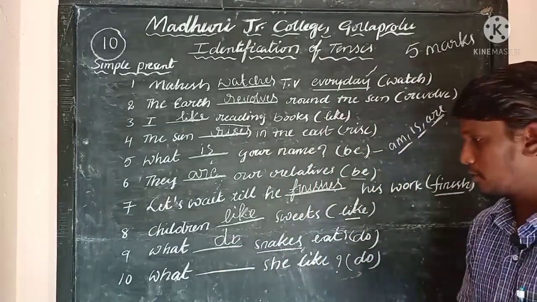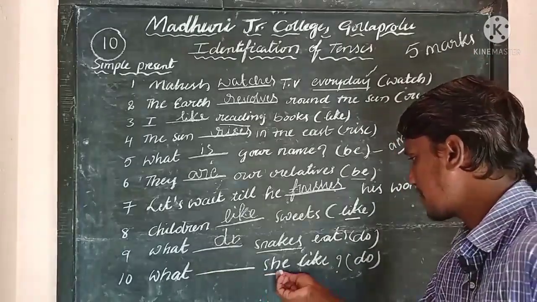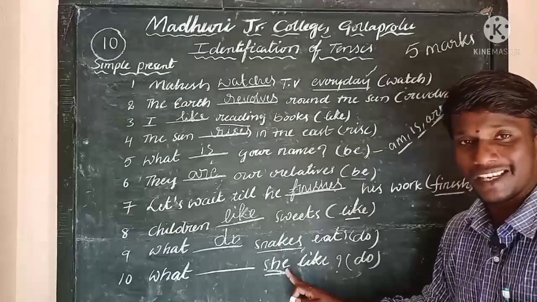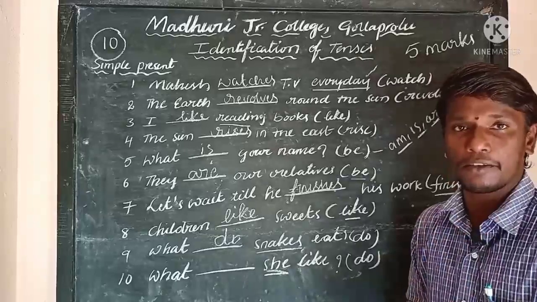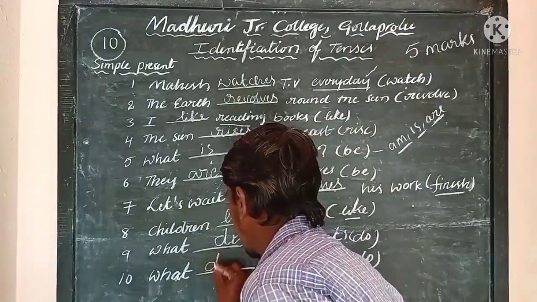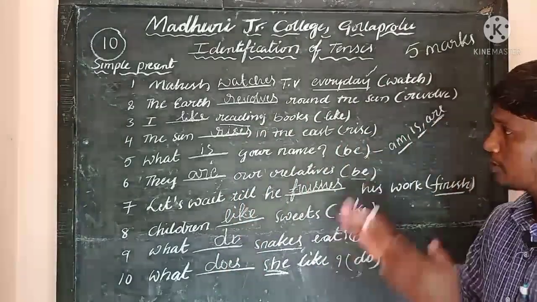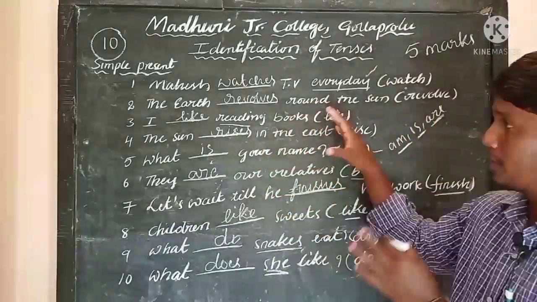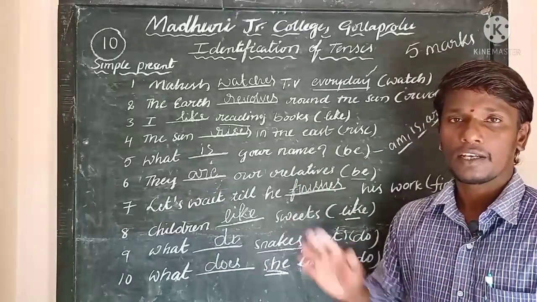What do snakes eat? Now, here third person singular is given, so do is given. But what is the right do form for she here? Does. As she is third person singular, you should write does. So, what does she like? This is how a simple present tense is identified. So you can get exactly one simple present tense out of these 10. Okay, now let us continue.